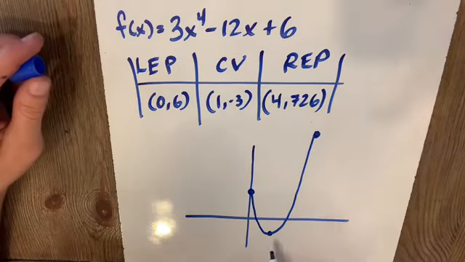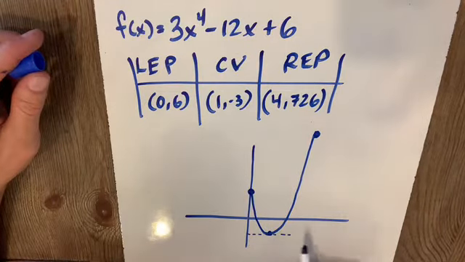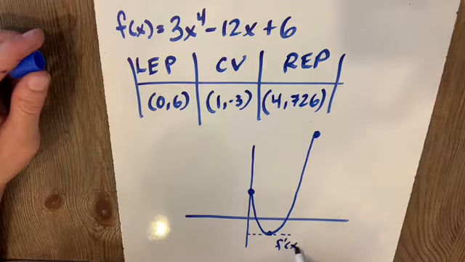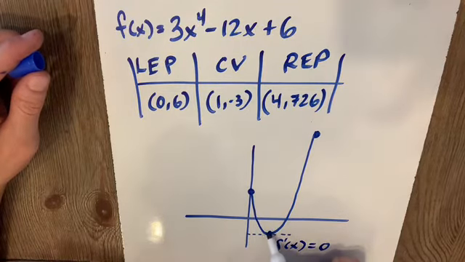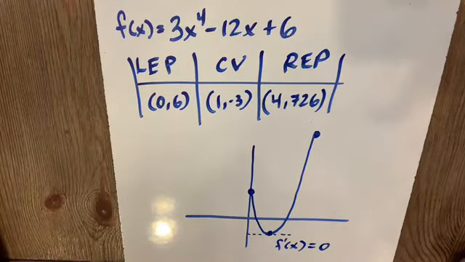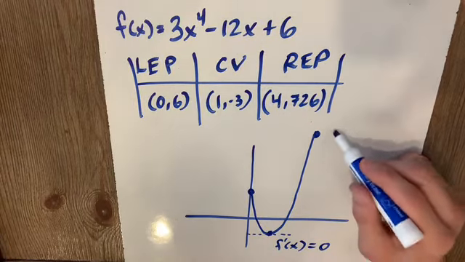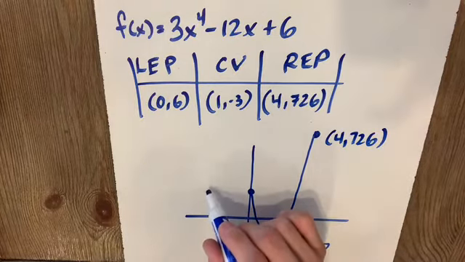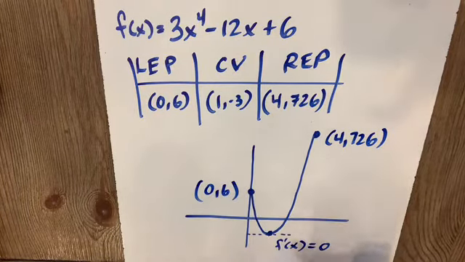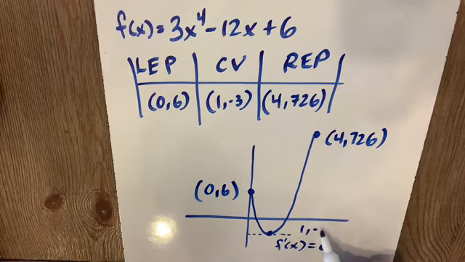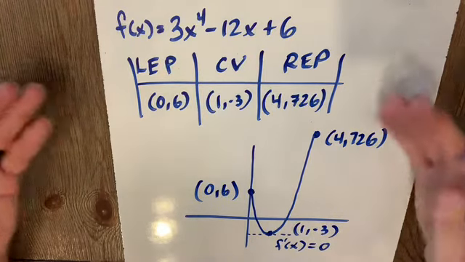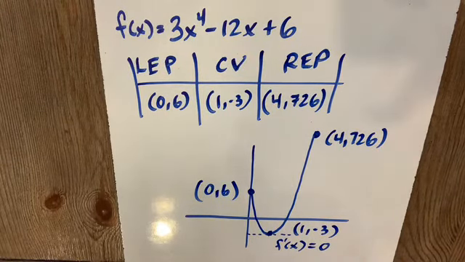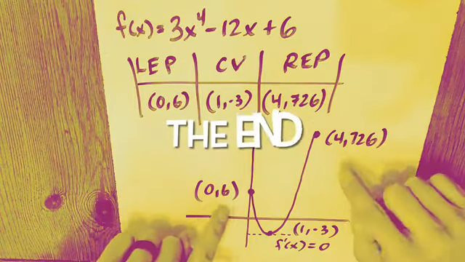Notice we have only one critical value where our derivative, f dash of x, is equal to 0. Whenever we have a max or min, we'll find that the derivative is equal to 0. So here we have 4, 726. I know it's not to scale, but it gives you an idea of what this graph looks like. And our minimum value is at 1, negative 3. So based on our work with relative and absolute extrema, we can come up with a graph very easily of a function on a closed interval from 0 to 4.